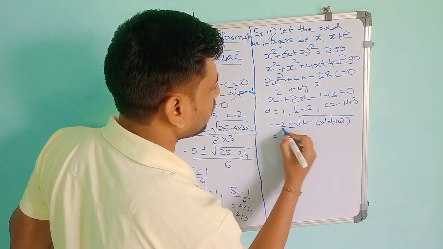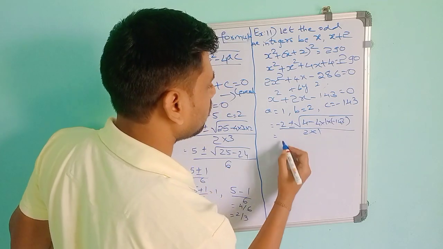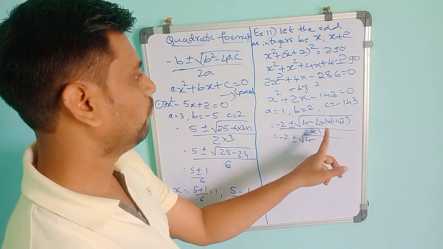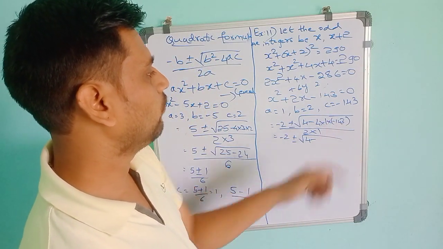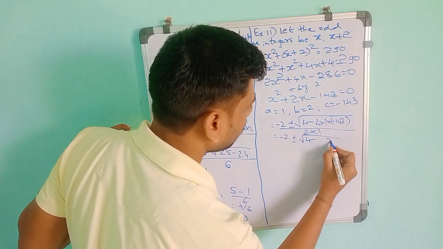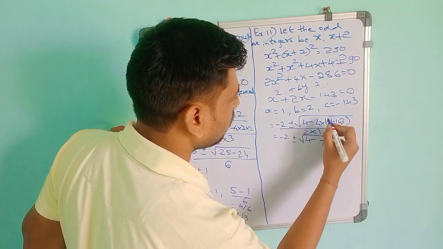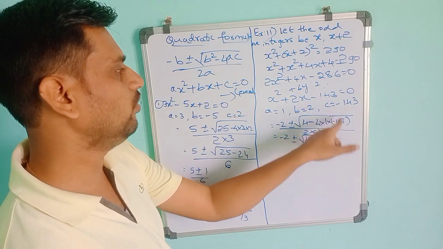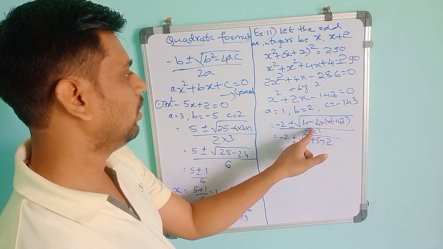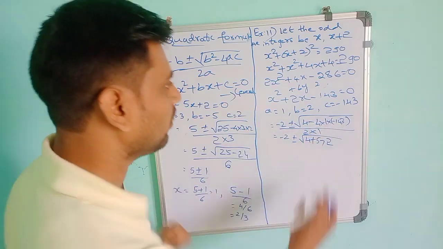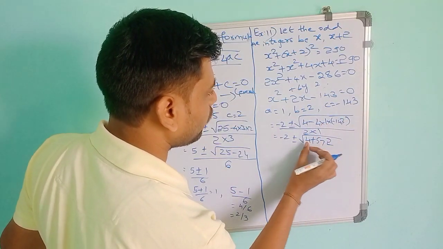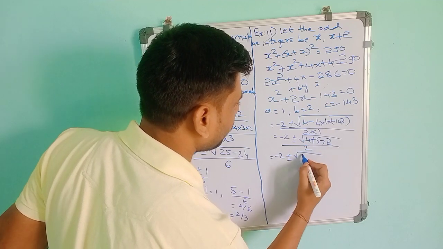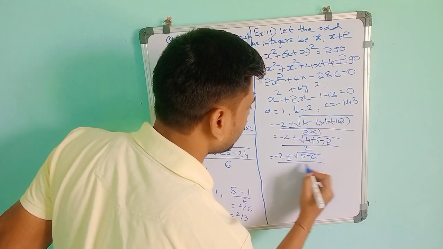It will be divided by 2 into 1. So minus 2 plus or minus root of 4 minus 4 into 1 into minus 143. 143 into 4: 4 threes are 12, 4 fours are 16, plus 1 carried is 17, so 572. Since c is minus, b square minus 4ac has minus into minus, which is plus. So it will be 572 plus 4, which is 576.